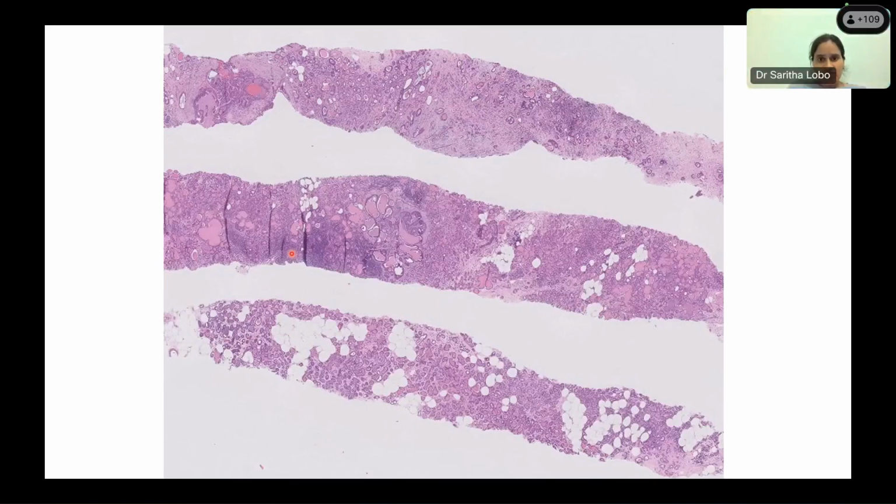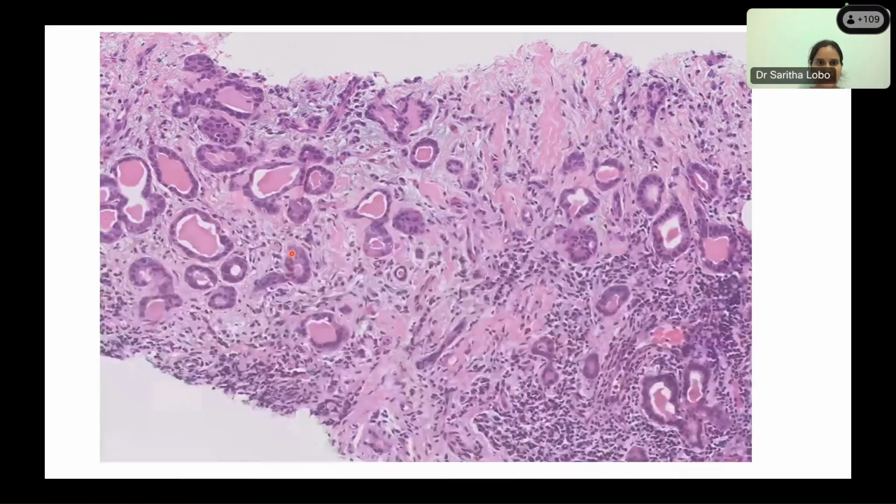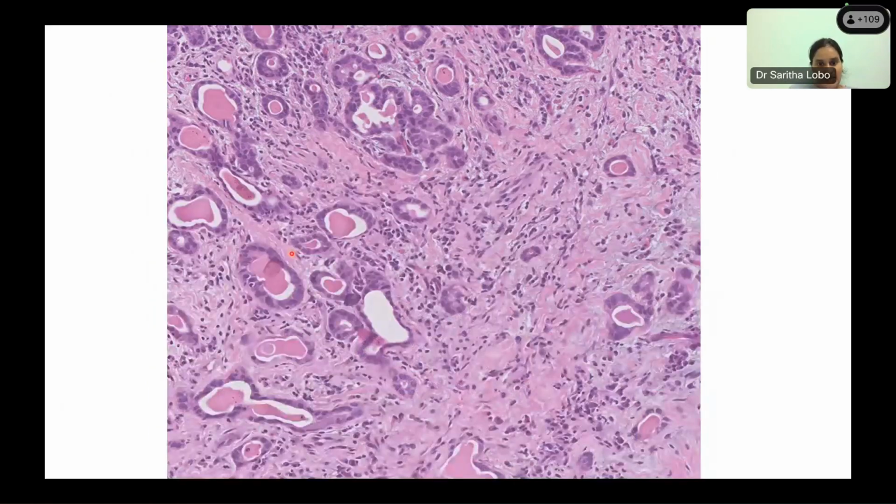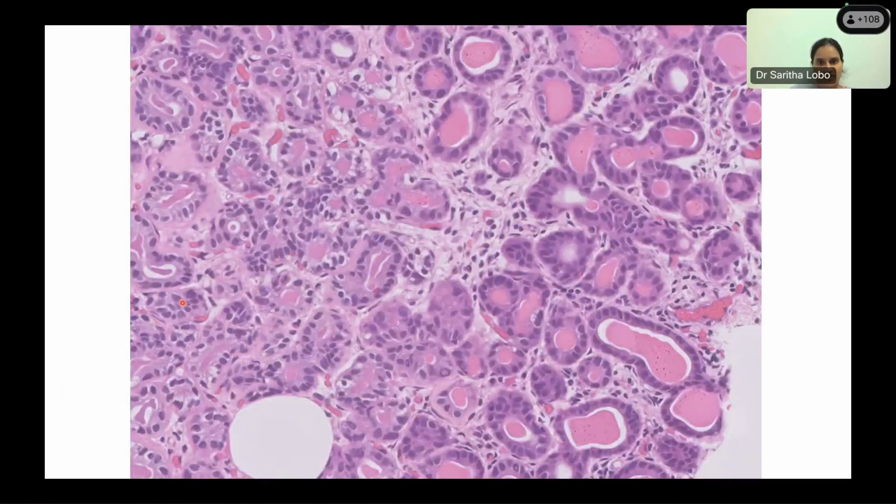Section study shows cores of breast tissue, showing some of the cells arranged in small glands. Next field. These glands, few are angulated, lined by a single layer of cuboidal epithelium with loss of myoepithelial layer. And there is a luminal secretion with few areas showing calcification. There is dense lymphocytic infiltrate, and there is no foci of invasion noted.